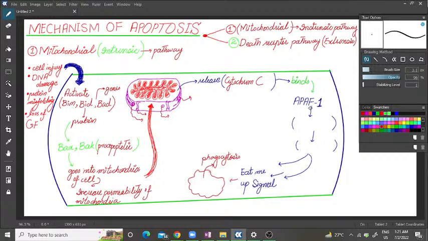Now this apoptotic factor 1 activates a group of enzymes, and one of those enzymes is Caspase-9. It becomes activated because apoptotic factor 1 is activated.